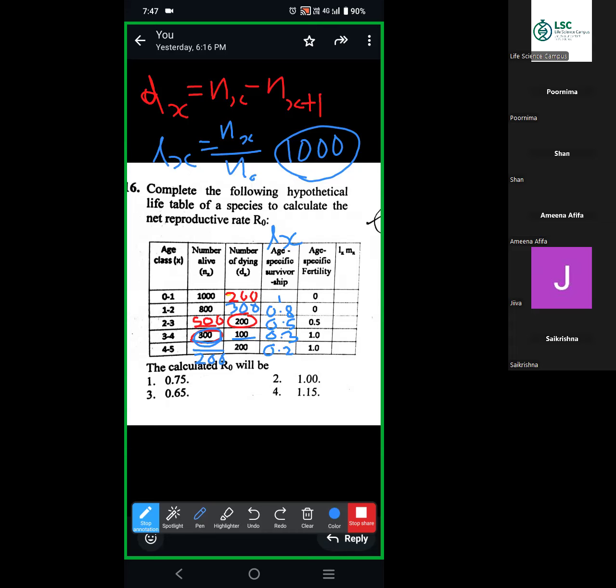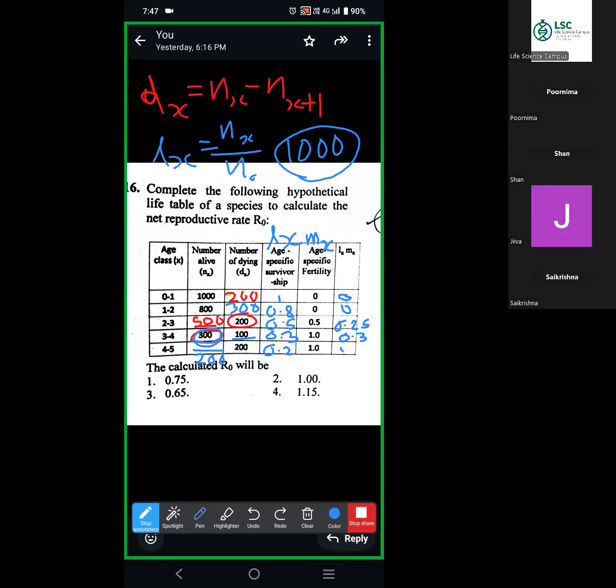In the table, they have given mx values also. So we just multiply Lx with mx. For the first age class, Lx mx is 0. Second age class, it is also 0. Then third age class, 0.25. Fourth age class, 0.3. Fifth age class, 0.2.